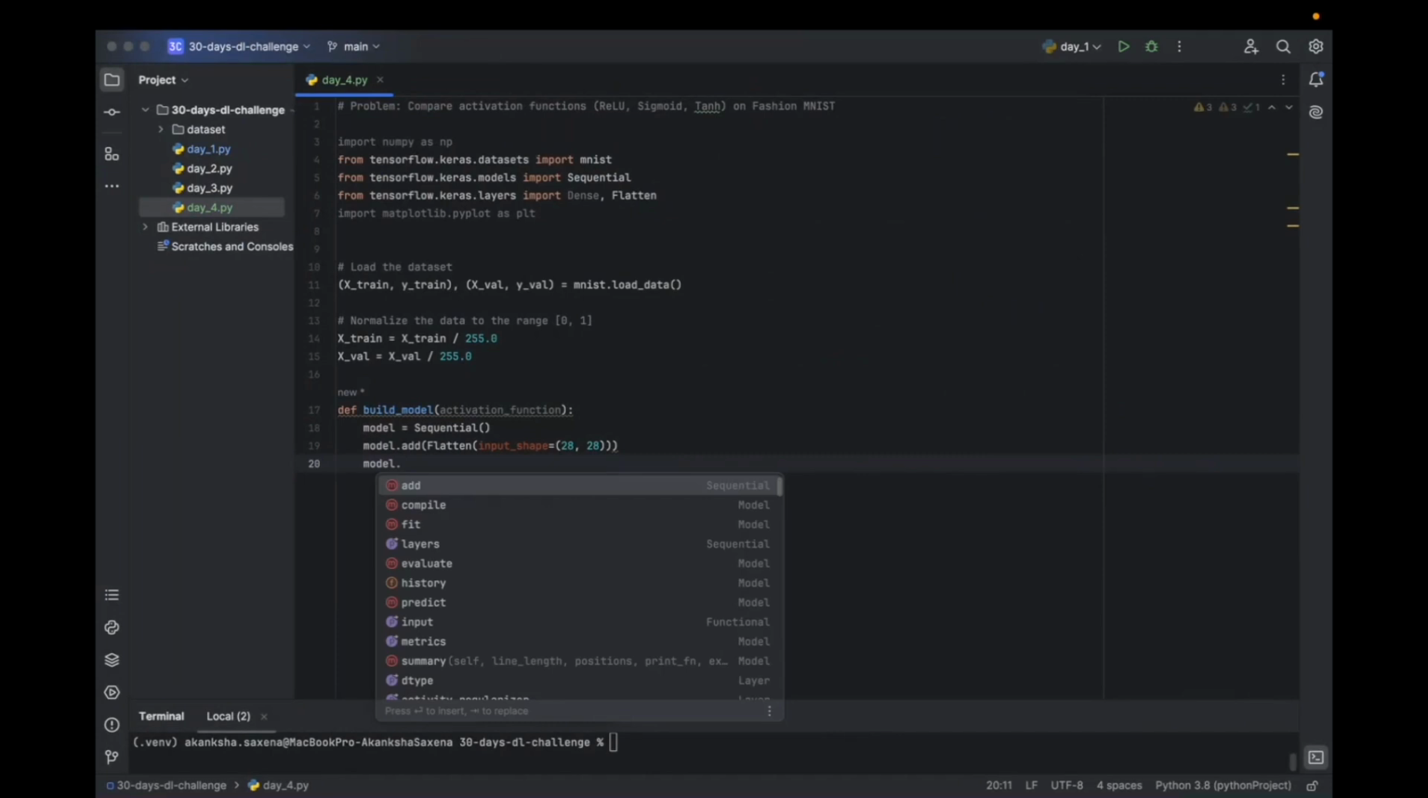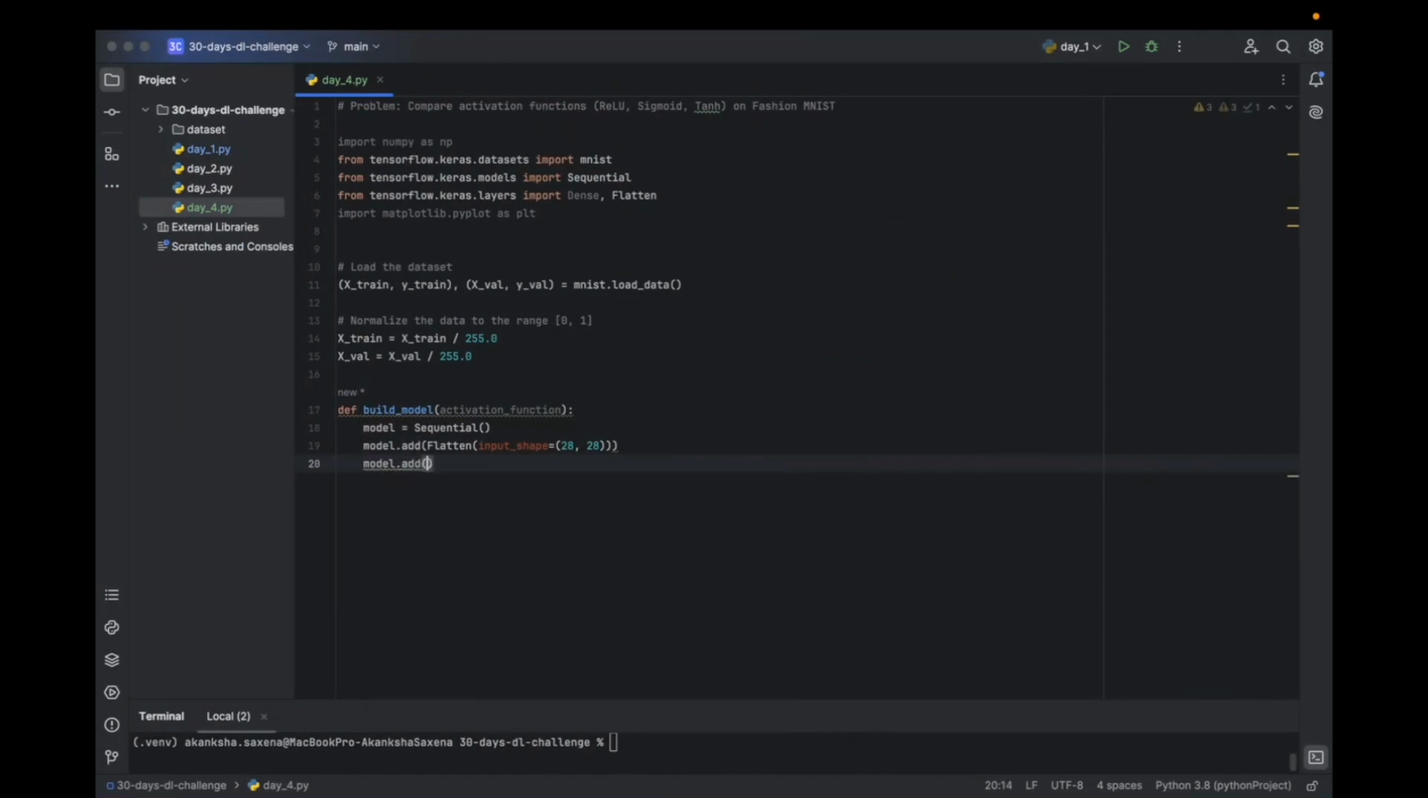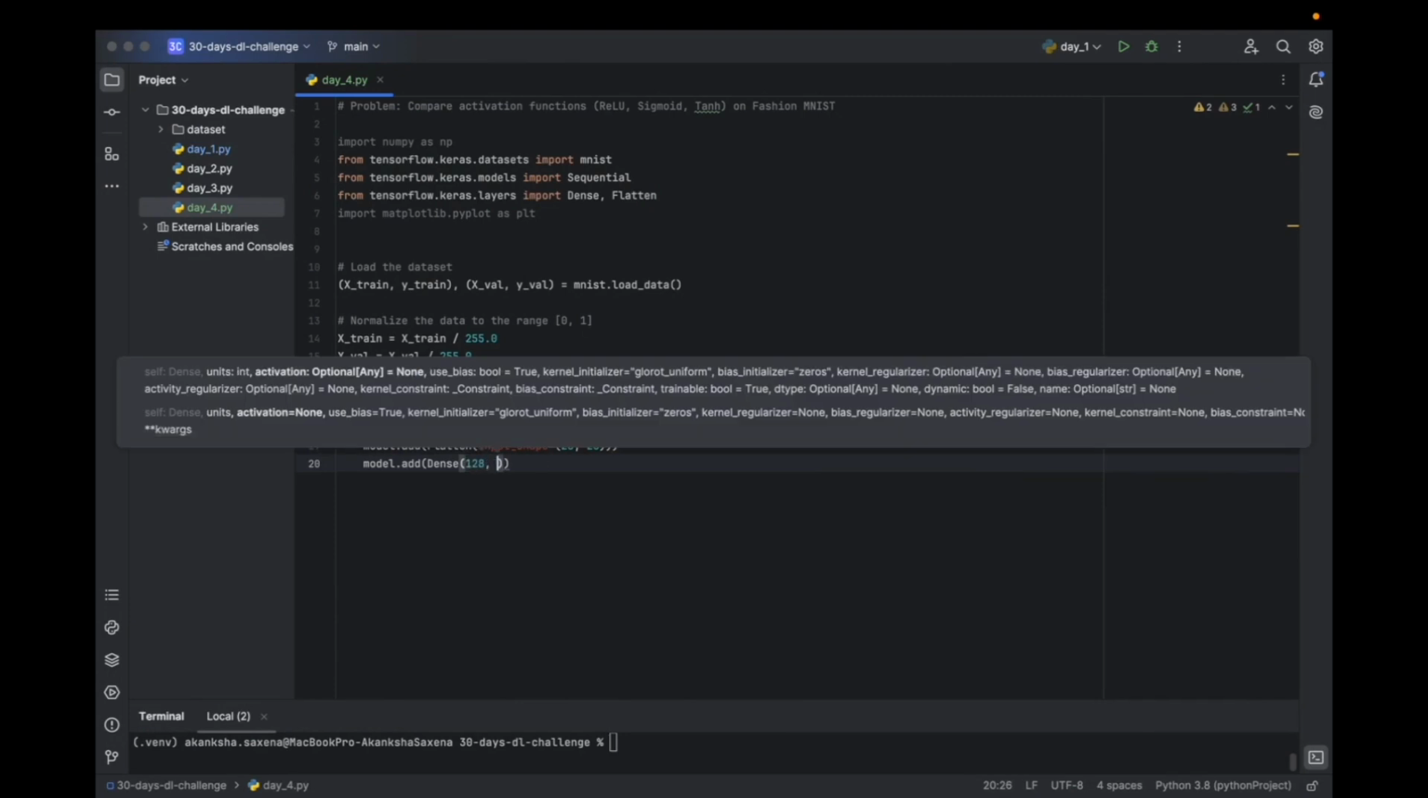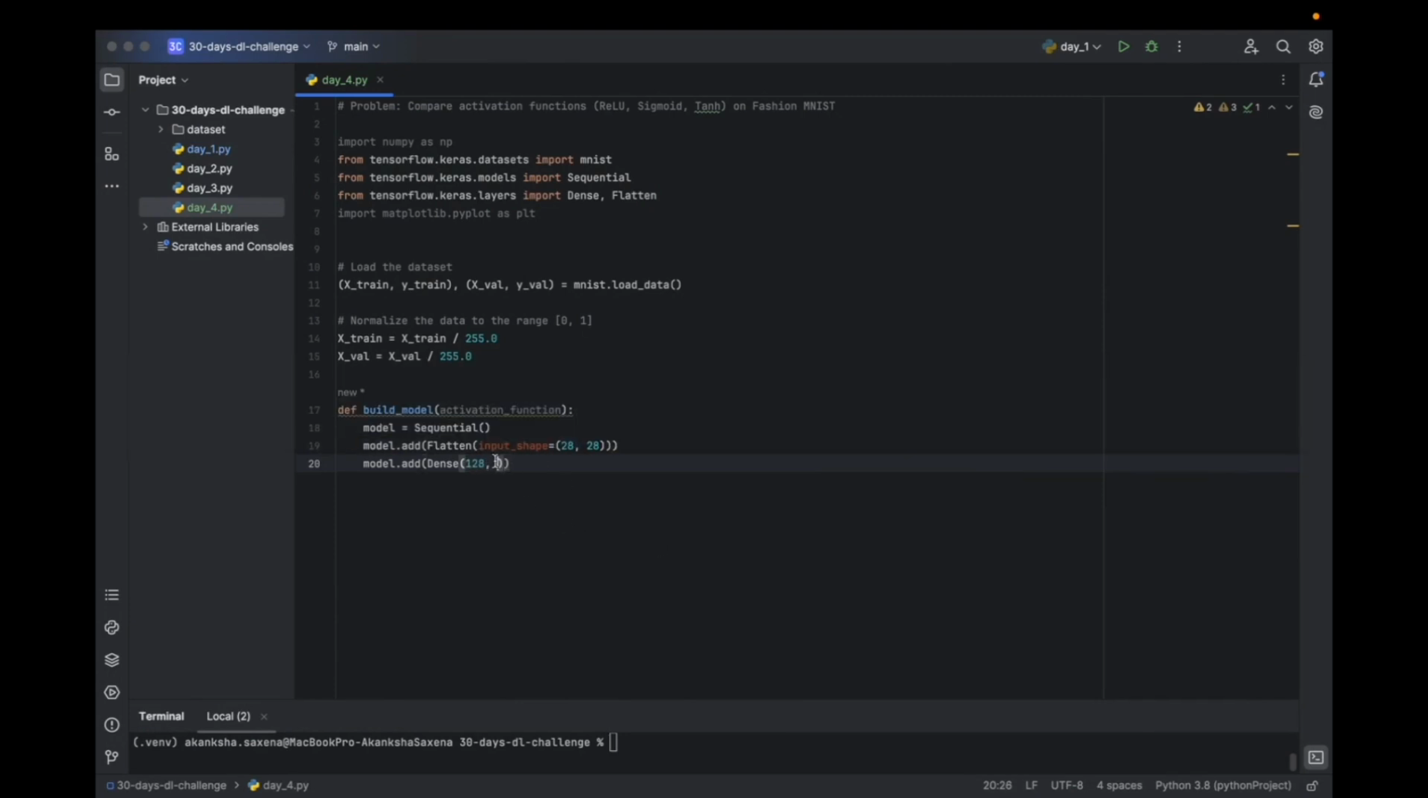Then we will add another layer. The next layer is going to be a dense layer. How many neurons do we want? We want 128 neurons. I've explained already why we want that. The activation function is going to be the activation function passed to this array.